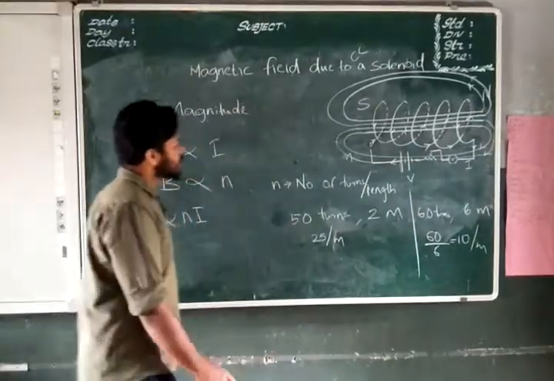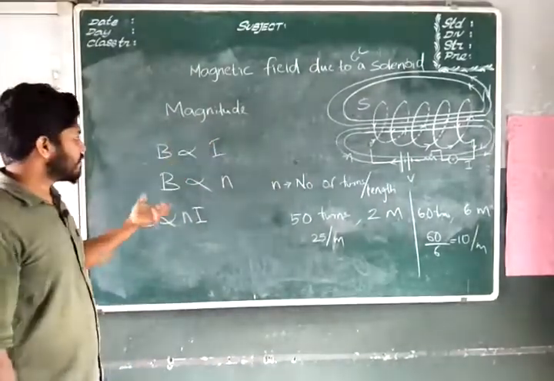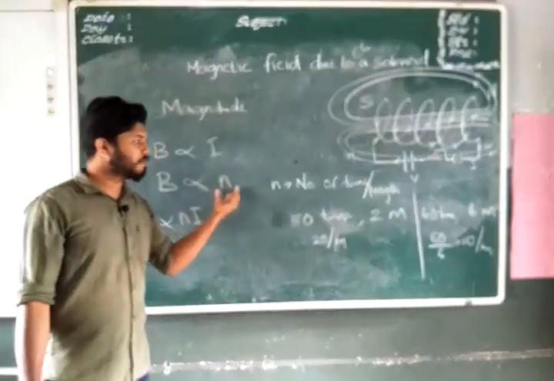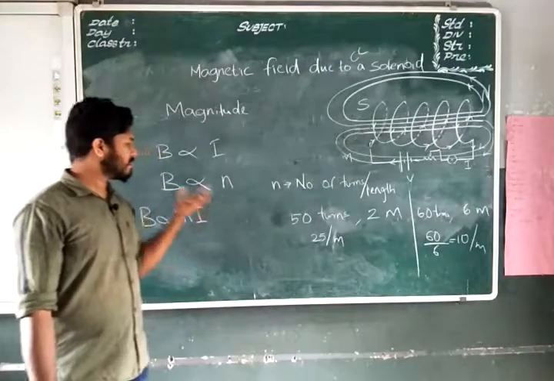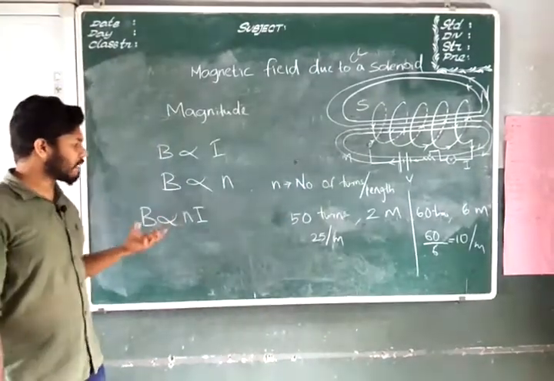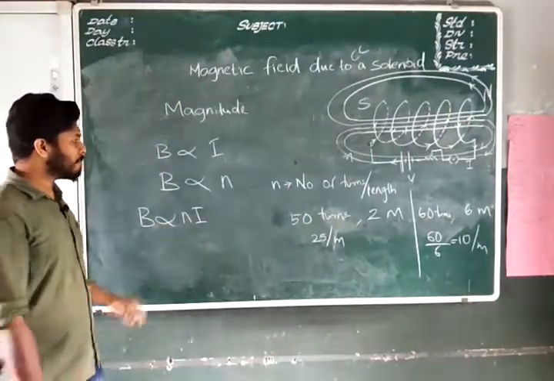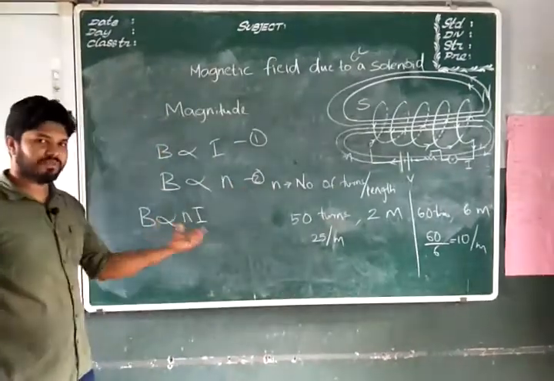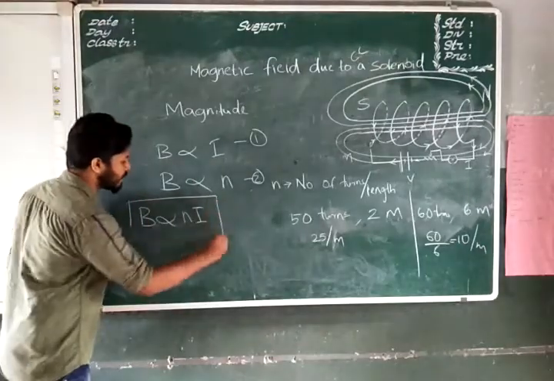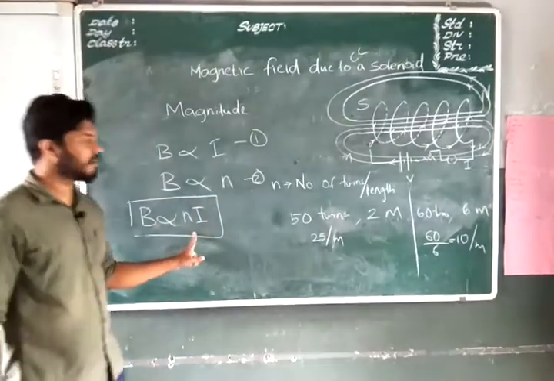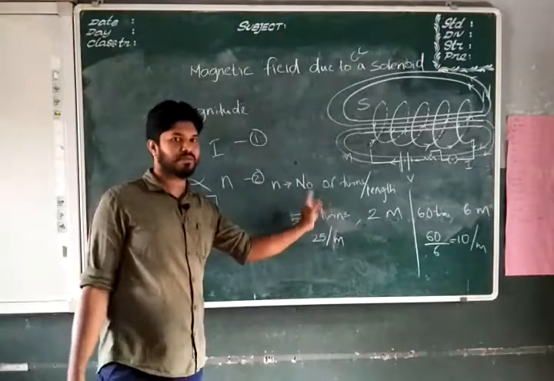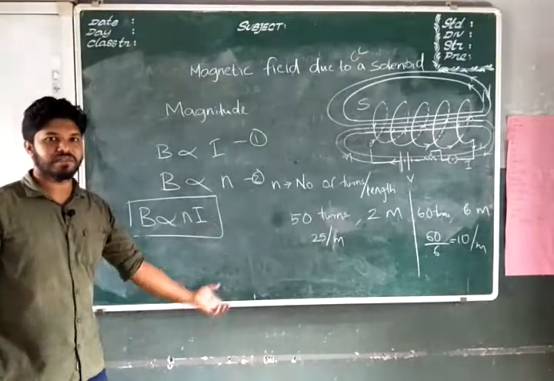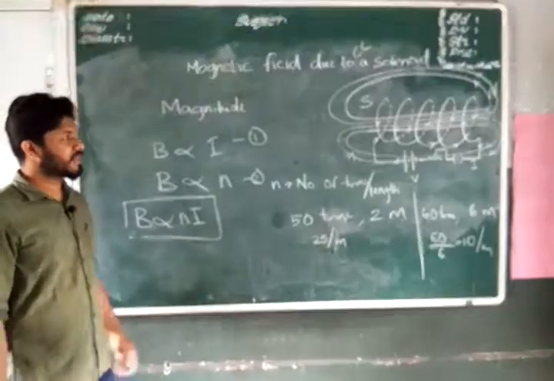And last point, magnitude of magnetic field. It is found that when the current is increased, magnitude is increased. If the number of turns per unit length is increased, then also magnitude is increased. So combining equations 1 and 2, we write B proportional to nI, where you have to write every time that n is equal to the number of turns per unit length and I is equal to the current flowing through the solenoid.